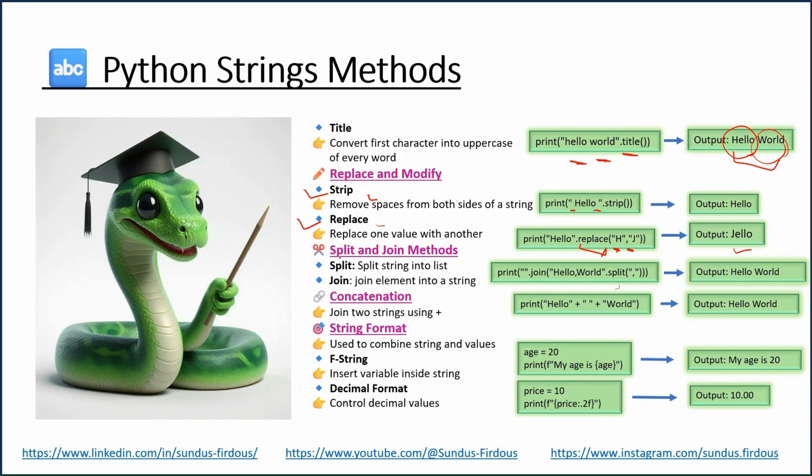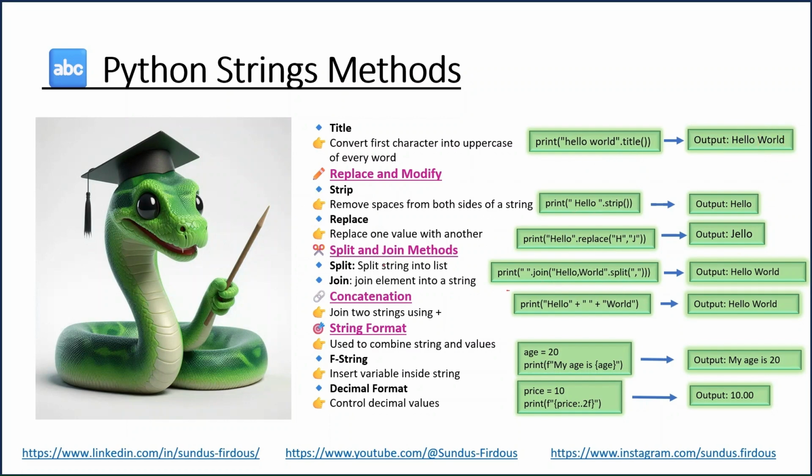Then here are the split and join methods. The split method will split a string into a list, and the other one, join, joins the elements into a string. So let's see.